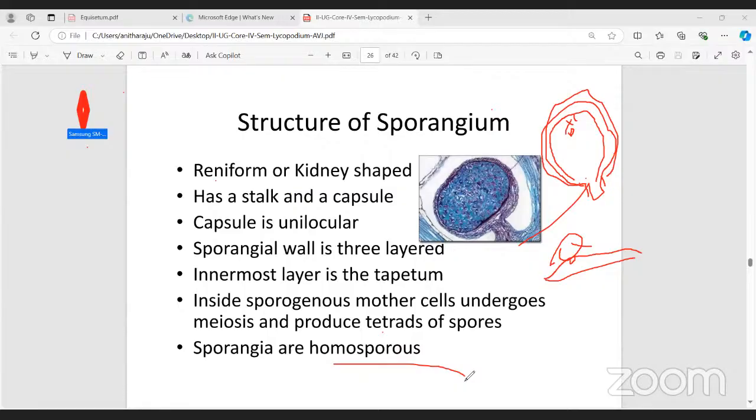Before development of the spores, the sporogenous tissue is just a group of tissue. They later develop as spore mother cells. After that, the spore mother cell undergoes meiotic division, and after that spores are formed. For all these stages of development, they require nutrition. This nutrition is provided by the tapetum cells. After formation, all the spores are similar. That's why they are called homospores. If they were different, that means some small and some large, that is called heterospores. So anyway, it is a homosporous condition.